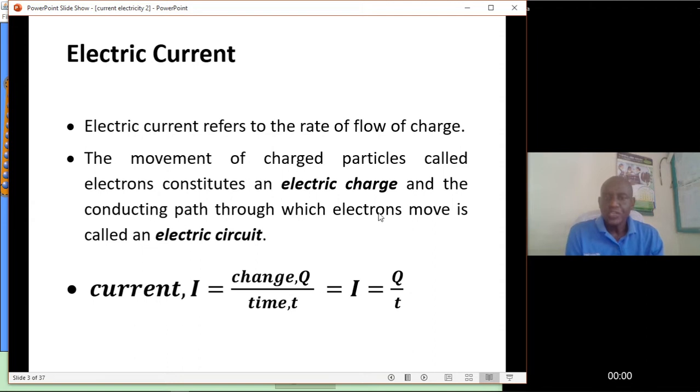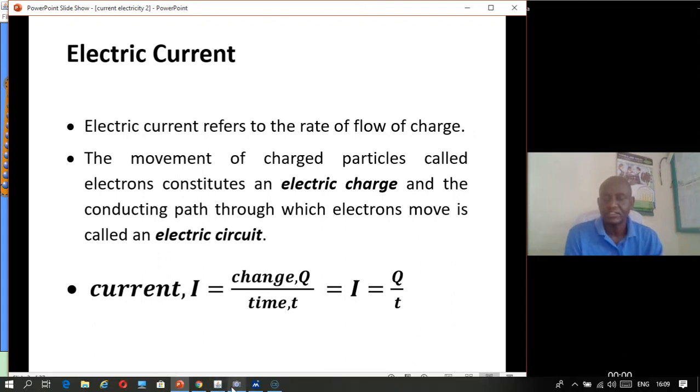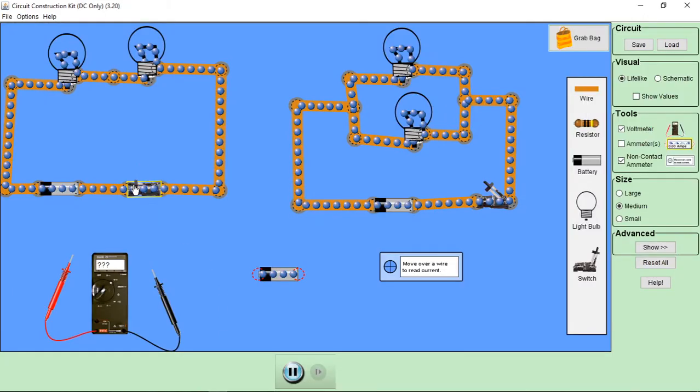The path through which electrons move is called an electric circuit. So this is the path they move. This path is what we are calling the electric circuit.